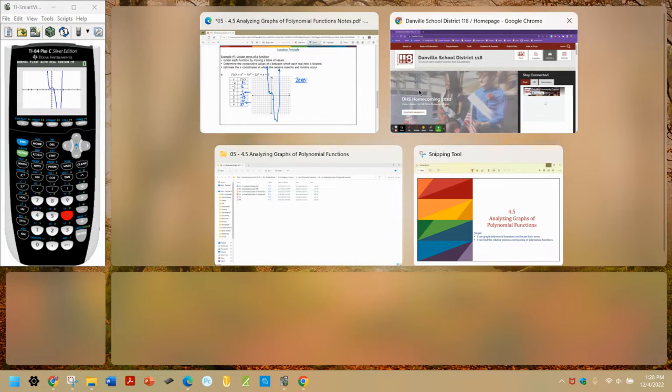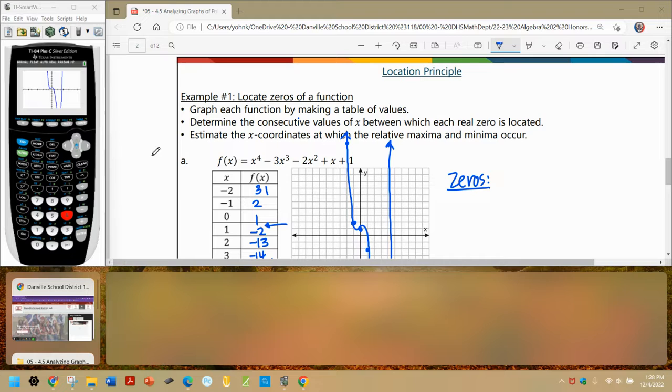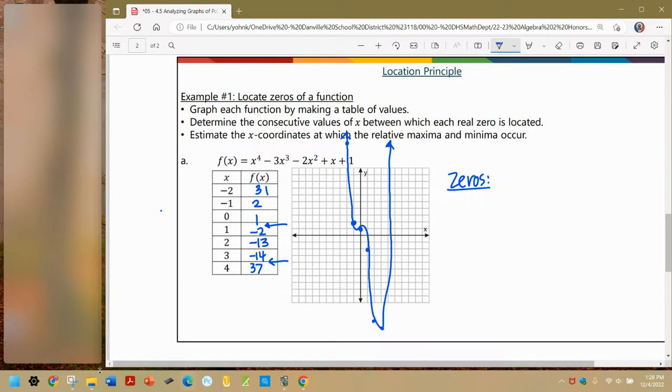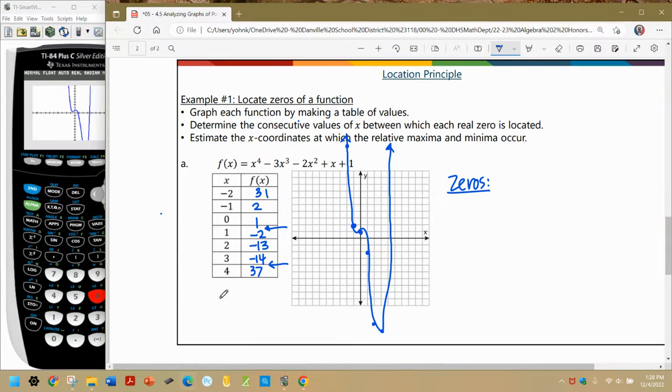So if my 0 is between 1 and negative 2, let's go back to the video that we're making. All right, so if there is a 0 right here in between 1 and negative 2, then the 0 is between 0 and 1.